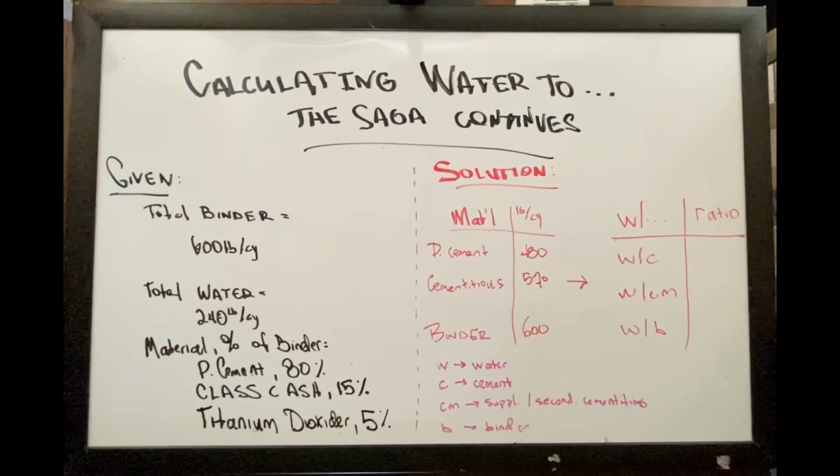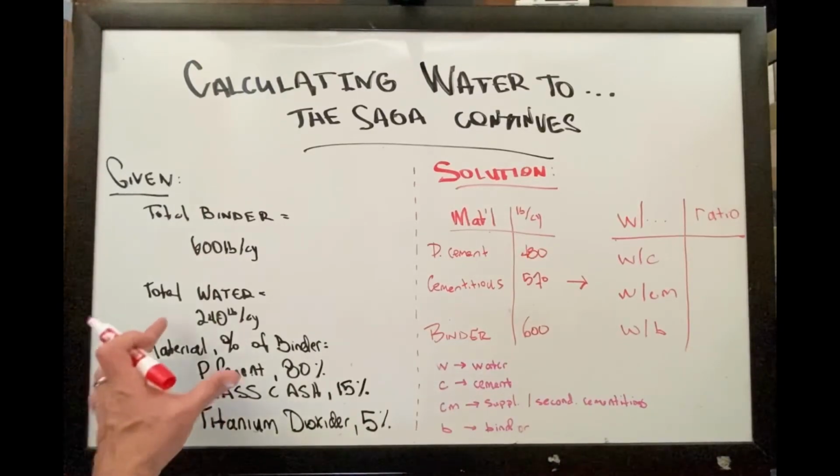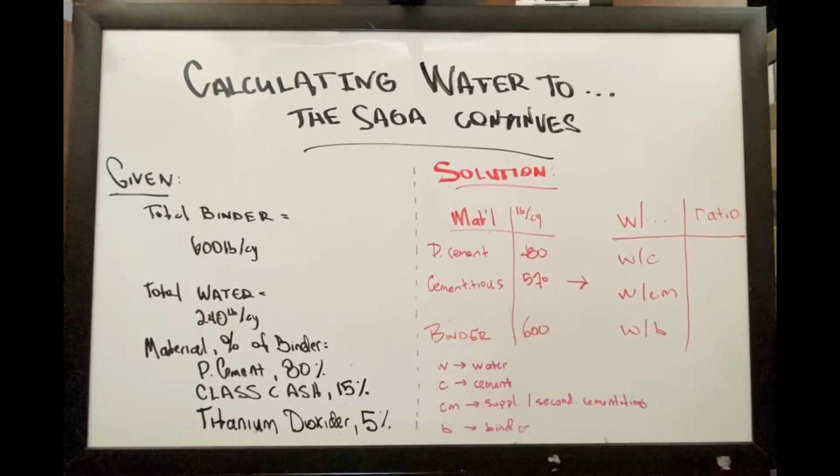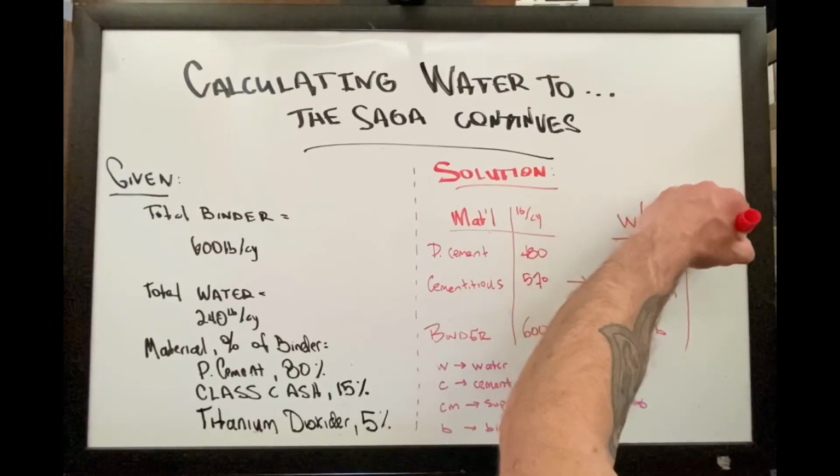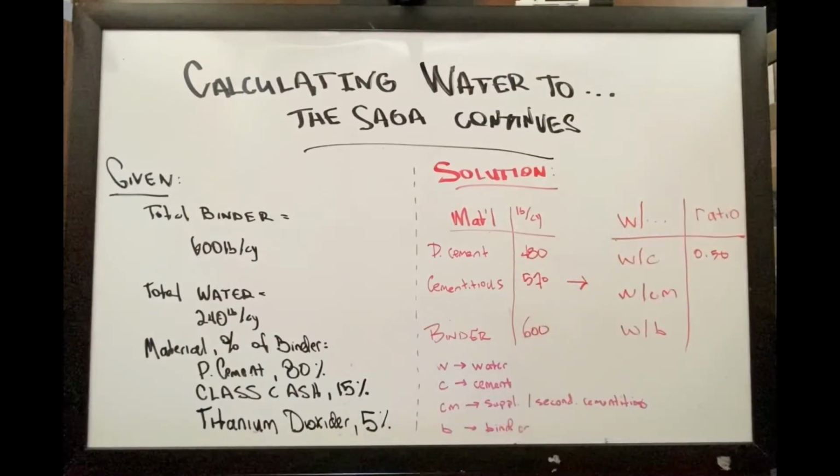Now here's the fun part. Now we've got to find out what our different ratios are. And the first one, our w/c that we traditionally use, our water to cement ratio, is going to be that 240, that total water, over our 480 pounds per cubic yard. And that turns out to be 0.50. There you go, 0.50.